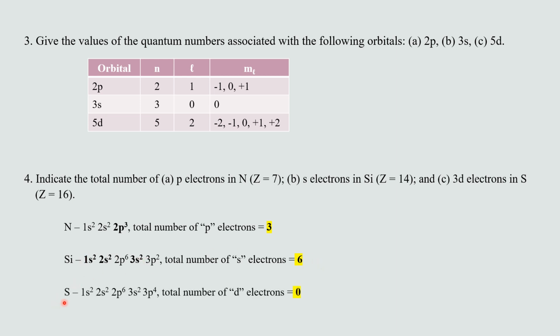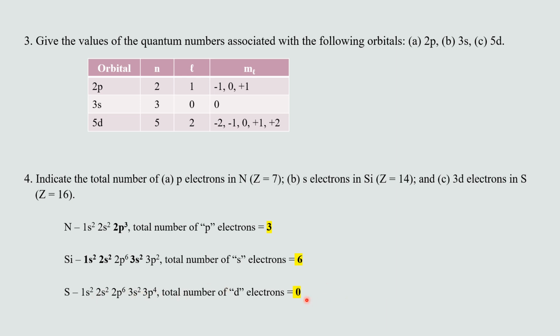Next, sulfur. Sulfur is atomic number 16. 1s2, 2s2, 2p6, 3s2, 3p4. There are 16 electrons. So total number of 3d electrons? There is no 3d electron here because after 3s2 and 3p completely filled, it jumps into 4s. And after 4s, next highest is 3d. No d electrons in sulfur.